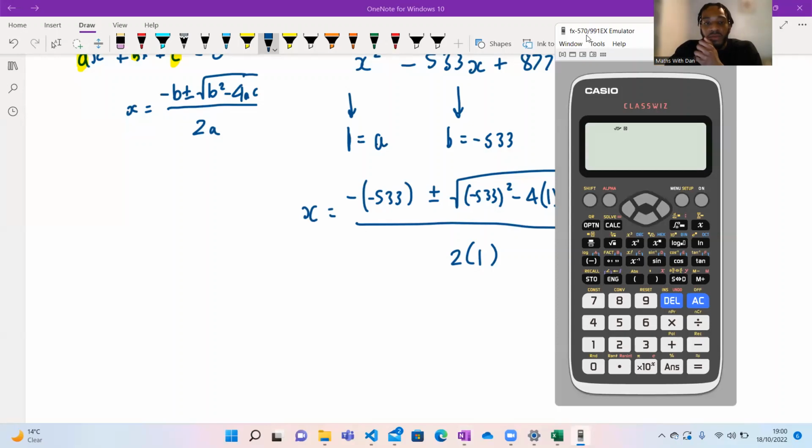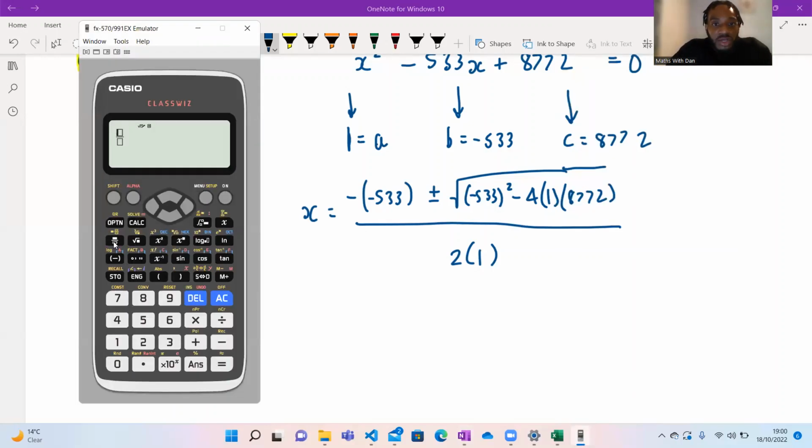So now, putting that inside, when you're doing this type of expression on your calculator, make sure you write it exactly the way you see it written in your working out. So I'm going to write exactly the same. I've got a plus or minus, so I need to choose one of them first. So I have minus 533, and then minus 4, and then 1, and then 8772, and then over 2 times 1. That's just 2, isn't it? I'm going to write everything out just so you guys can see. In an exam, just double check that you've got everything correctly.